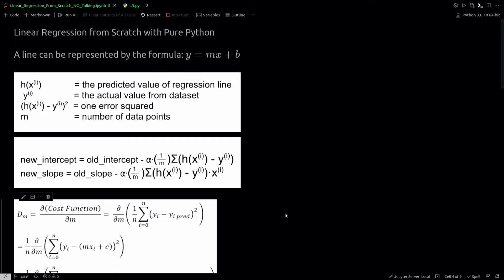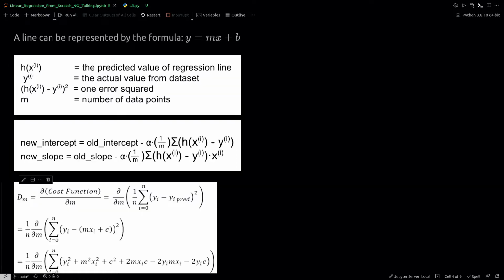Probably you already know, if you are aware of this, the most fundamental and most popular and most useful algorithm in the world of machine learning. Here the notation is that h(xi) represents the predicted value of the regression line. First, any line in linear regression is represented geometrically as y equals mx plus b.